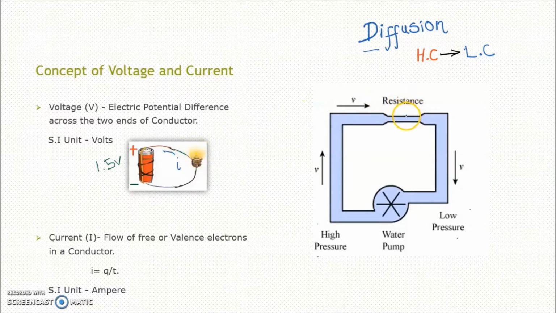So here we have resistance, that is, here is where the flow of water slows down. In the same way, here we have a load, that is the bulb. That is the load. This load offers some resistance to the flow of charges.